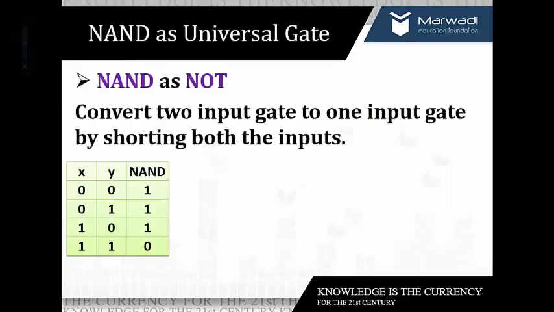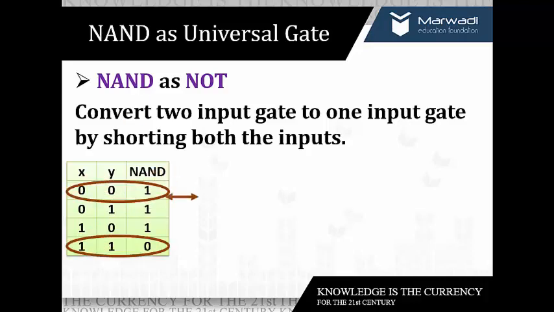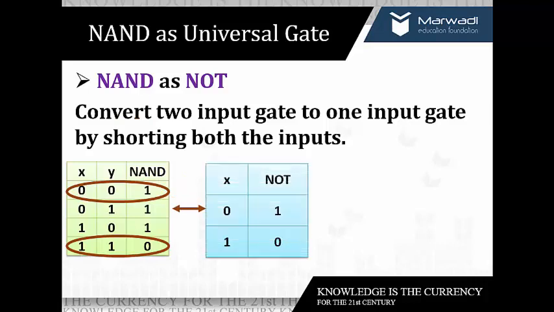Now we would be deriving all the logic gates using universal gates. First of all, we would be discussing NAND as NOT gate. As we know that NOT is a single input gate, we need to convert the two input gate into a single input gate. That is, we can short both the inputs and convert the two input NAND gate into a single input NOT gate. Here we are shorting both the inputs.